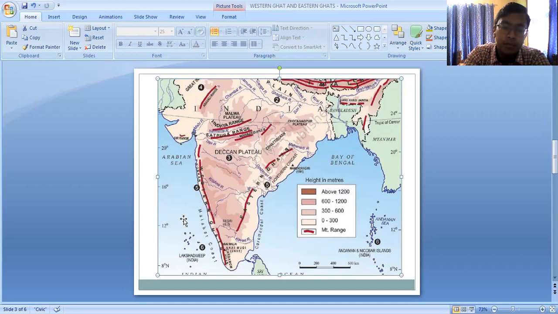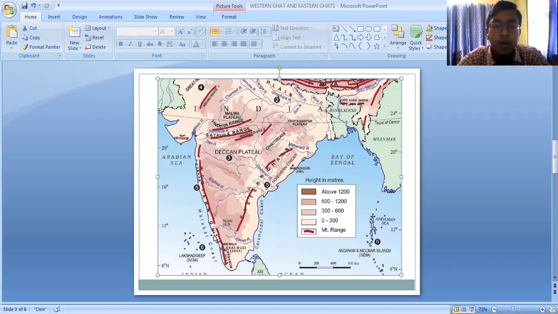But the monsoon which enters India from the Arabian Sea starts moving towards the Kerala coast and gets obstructed. The path of the monsoon wind gets obstructed by the Western Ghat. Here the hill ranges of the Western Ghat are there, and the monsoon wind gets obstructed. So because of this, the western part of the Western Ghat receives maximum rainfall, and here the rainfall is the orographic rainfall.